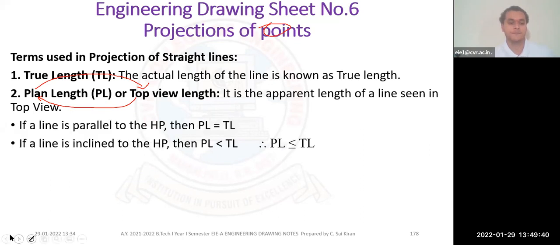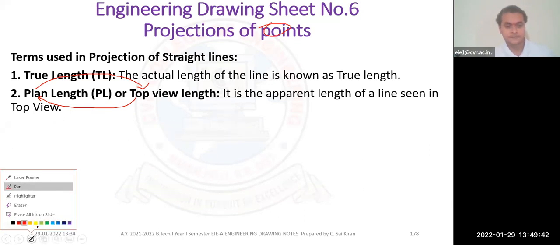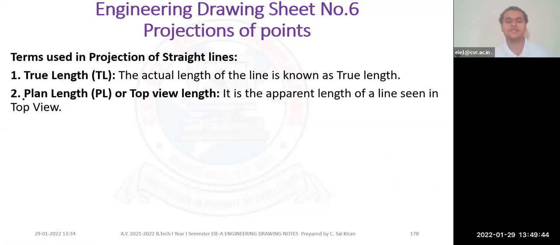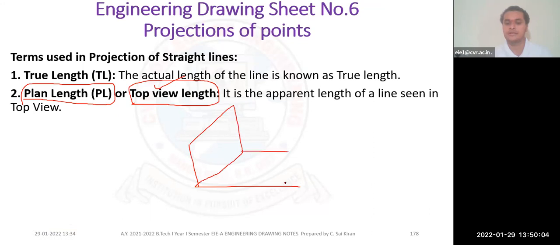Okay. So listen carefully. In the exam, in the problem, if they ask for the plan length, it is nothing but the top view length. You have to understand. It is the apparent length of a line seen in the top view. So whenever you are seeing a line in the top view, that is called the plan length. Whatever the line may be, if you are seeing it in the top view, you can see the top view on the HP plane. Whenever you are seeing any line there, this is called plan length.